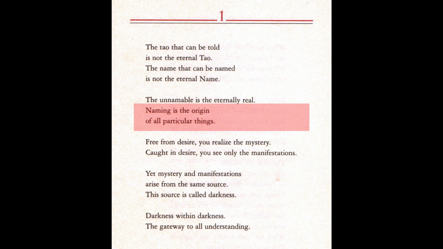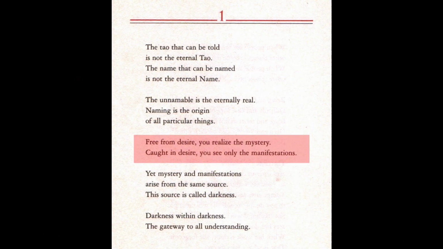That is us becoming conscious enough to begin judging life. Naming is the origin of all particular things in our world, in our life, in our world experience, once we begin classifying them with an emotional state and a memory. That is who we start becoming.